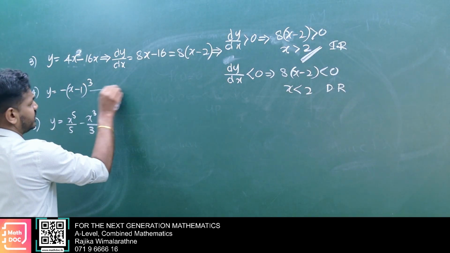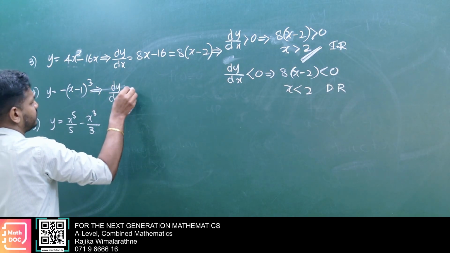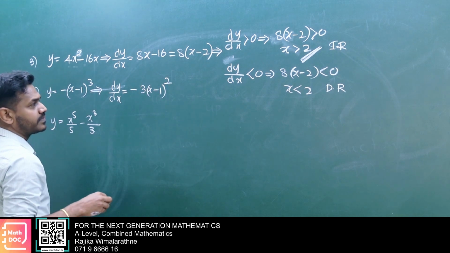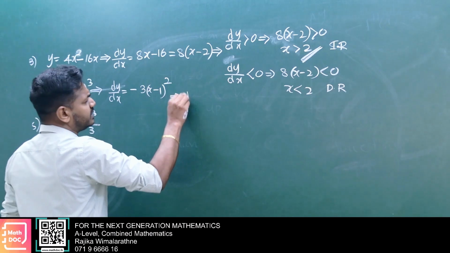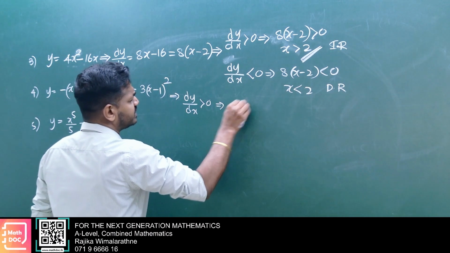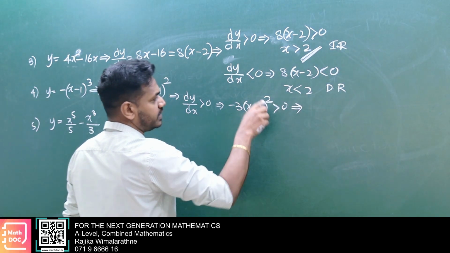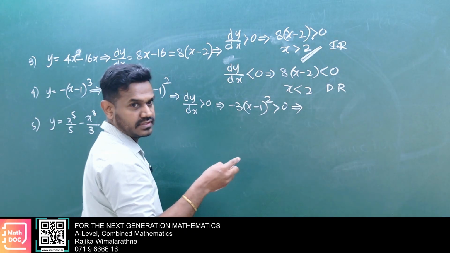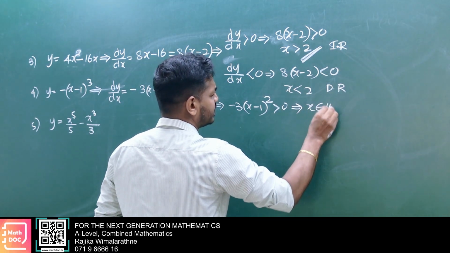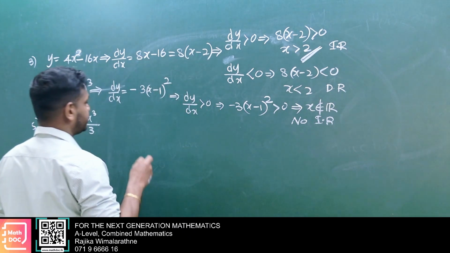Then here, this is somewhat special. Let's take the derivative. dy by dx is minus 3 times (x minus 1) squared. Then you have to check dy by dx greater than 0 first. Minus 3 times (x minus 1) squared greater than 0. We don't have any real value, no? Here this is positive into minus, meaning negative. Then all are negative. Here no increasing region.